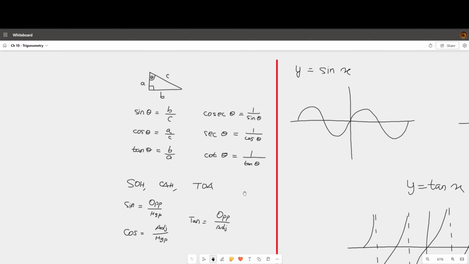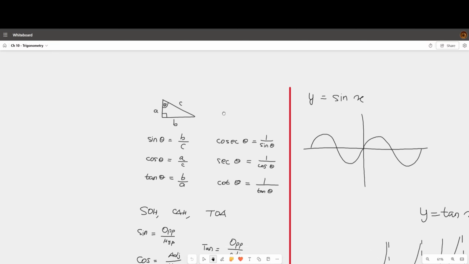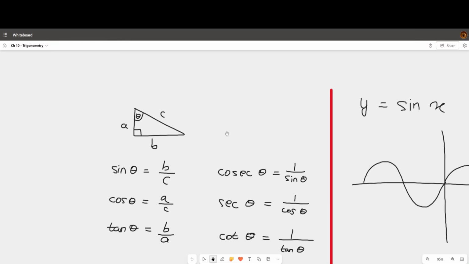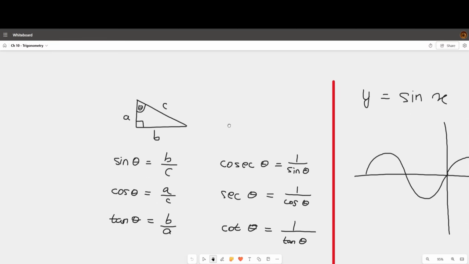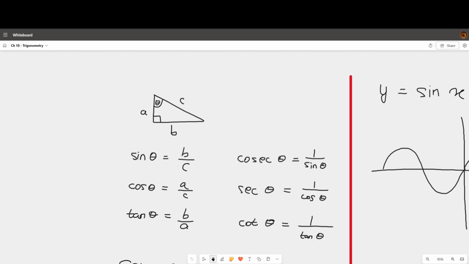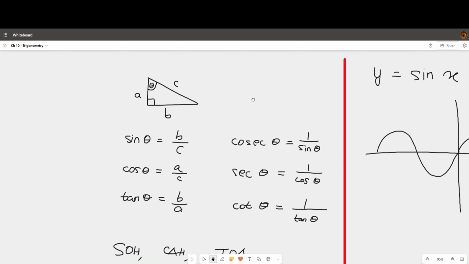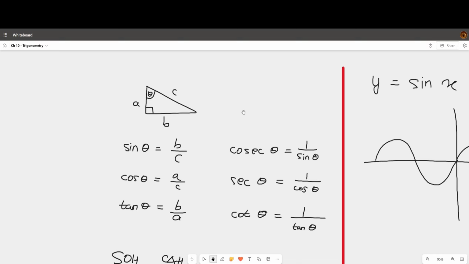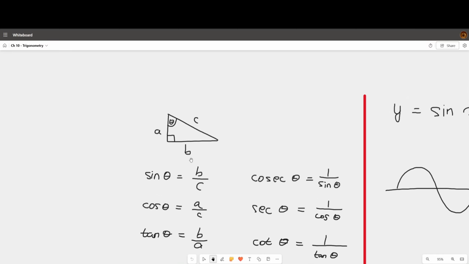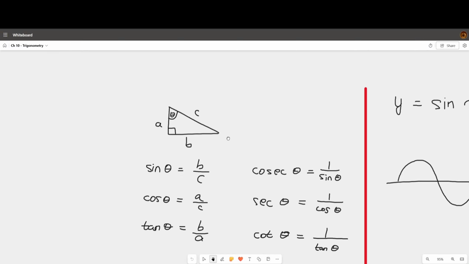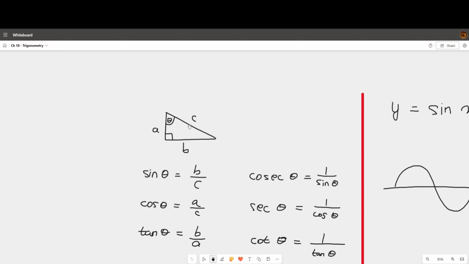So let's get started. The first thing, let me just introduce trigonometry to you. Trigonometry is an area that basically deals with angles and sides in a triangle. Well, that's the more basic form. So given a right angle triangle with sides a, b, c, you should be familiar with the Pythagorean theorem: a squared plus b squared is c squared. But now we introduce trigonometry.